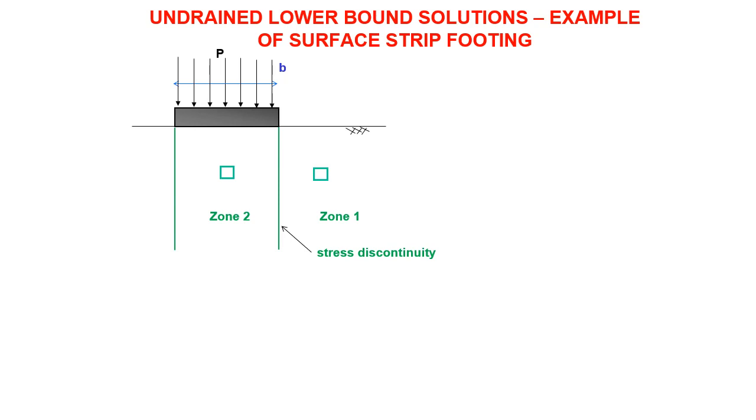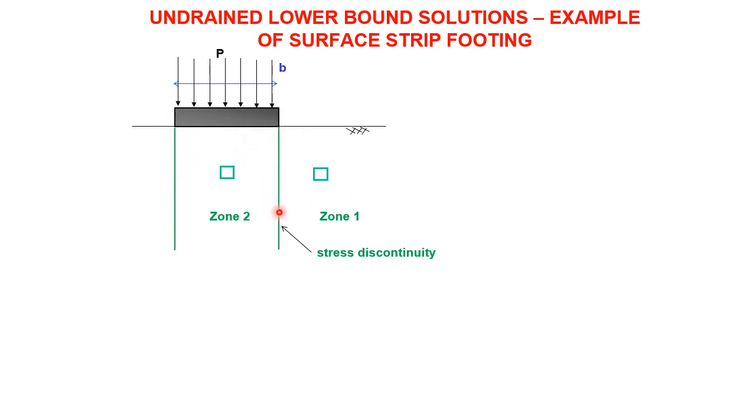So this is an example for our strip foundation again. It's going an infinite distance into the slide with a pressure P or stress P on it, with a breadth B, infinitely long. And I'm going to put a line through the soil that goes to infinity. I'm going to use one line, one stress discontinuity. The whole thing's symmetrical, so I've got one on the other side, but we just consider one side.